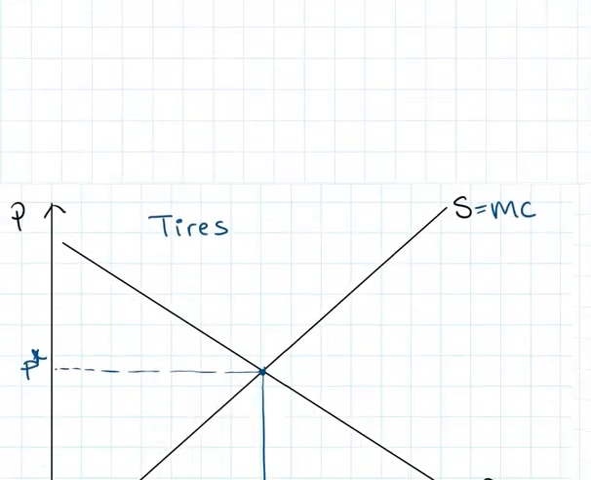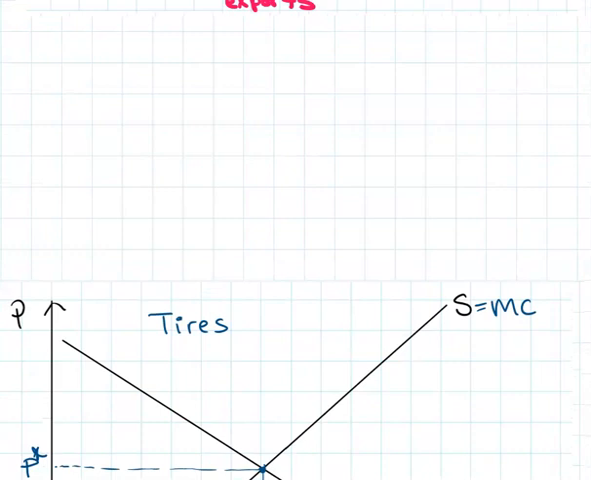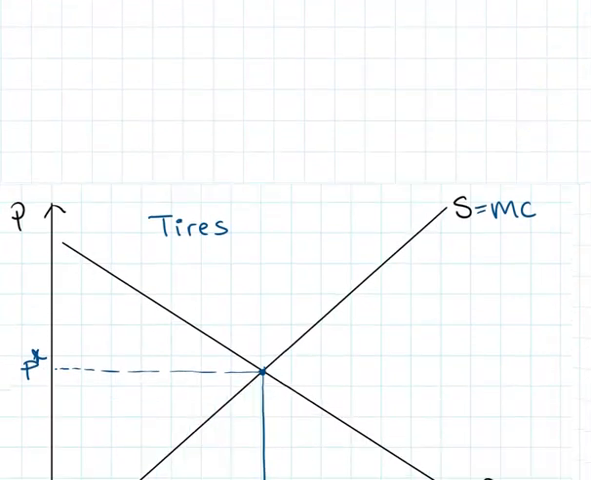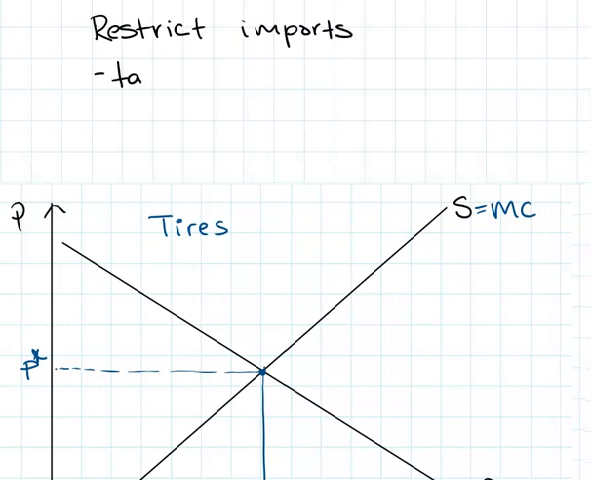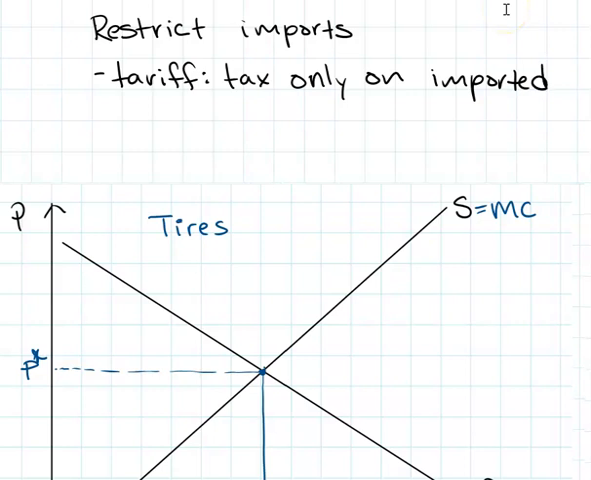There are two main ways we could restrict trade. Again, I'm talking about restricting imports right now. We'll talk briefly about exports later. The two main ways we can restrict imports: one is a tariff, and this is a tax only on imported goods. Rather than taxing all goods in this category, this tax only goes on the imported goods. The domestically produced goods are not subject to this tax. That's called a tariff, or we could have a quota. These are the most common.